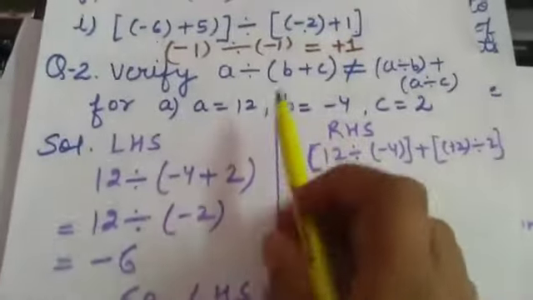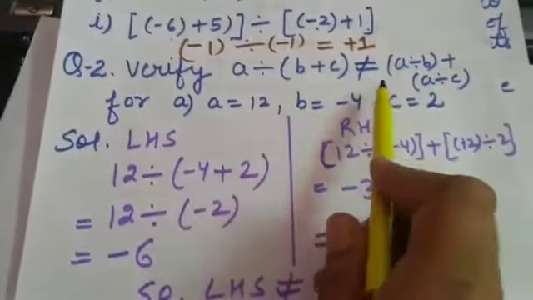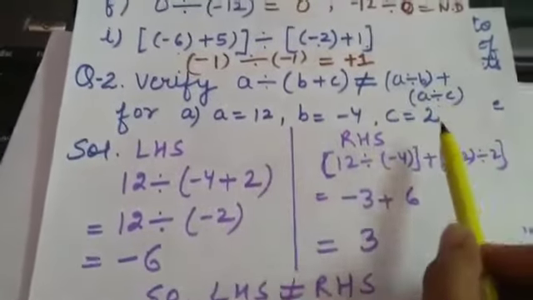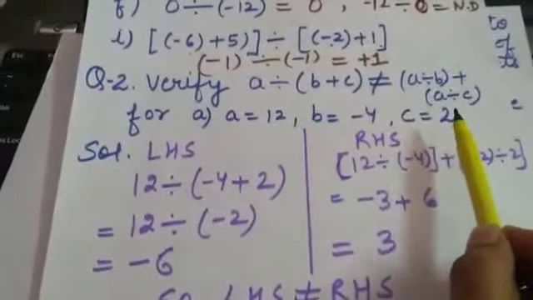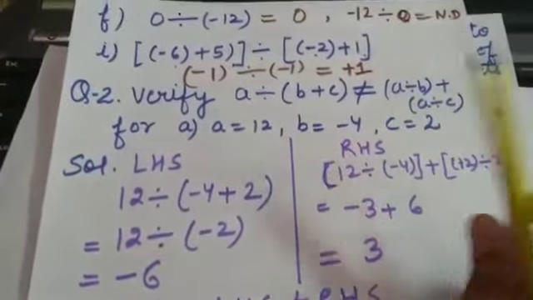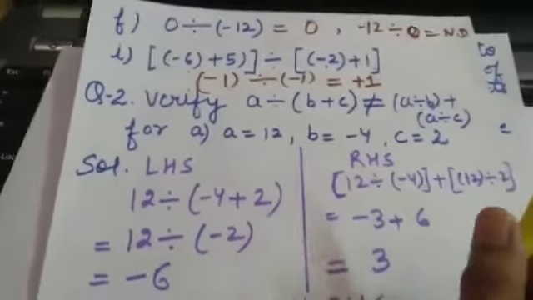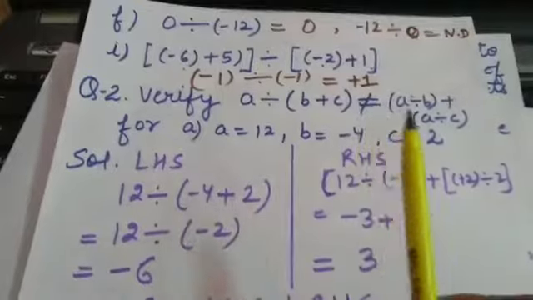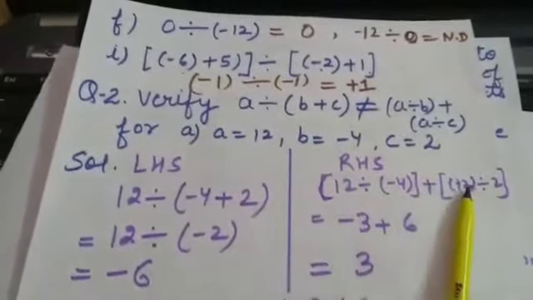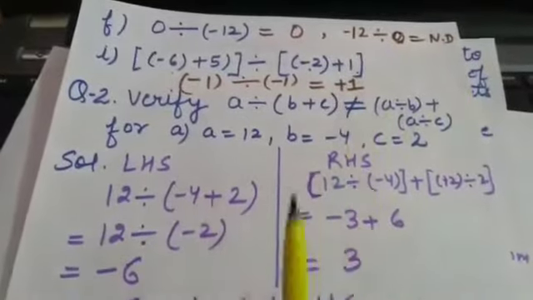Question number 2 is saying you have to verify that a divided by (b plus c) never equals a divided by b plus a divided by c. This is the distributive property of division which we have not learned. Why have we not learned it? Because this never holds in division. So you have to solve LHS and RHS separately and show that their answers are not equal.